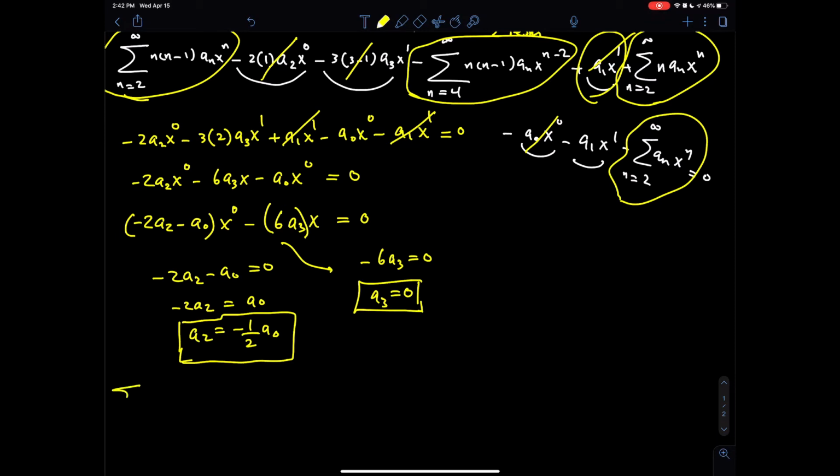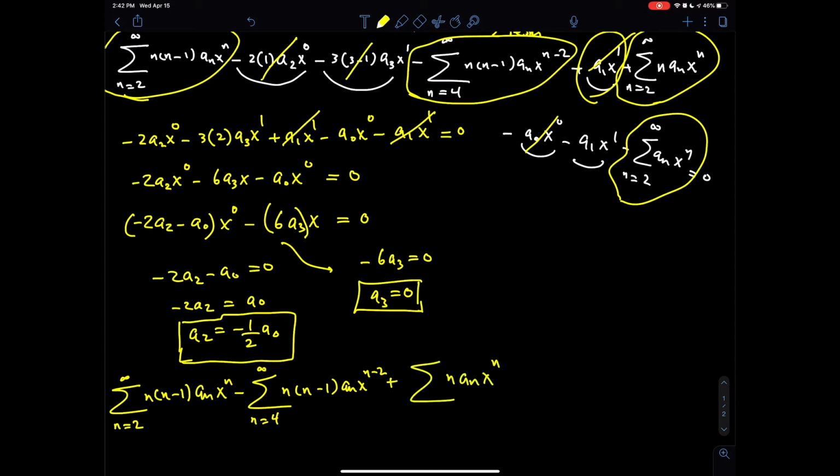Alright, so now I write the power series terms. So I'll have the summation of n times (n minus 1) a_n x to the n as n goes from 2 to infinity, and then minus the other power series n times (n minus 1) a_n x to the n minus 2 as n goes from 4 to infinity, plus n a_n x to the n as n goes from 2 to infinity, minus a_n x to the n as n goes from 2 to infinity, and that has to equal 0.